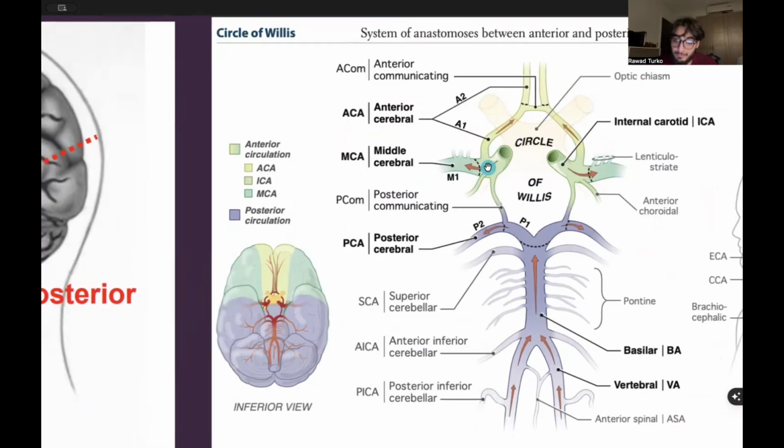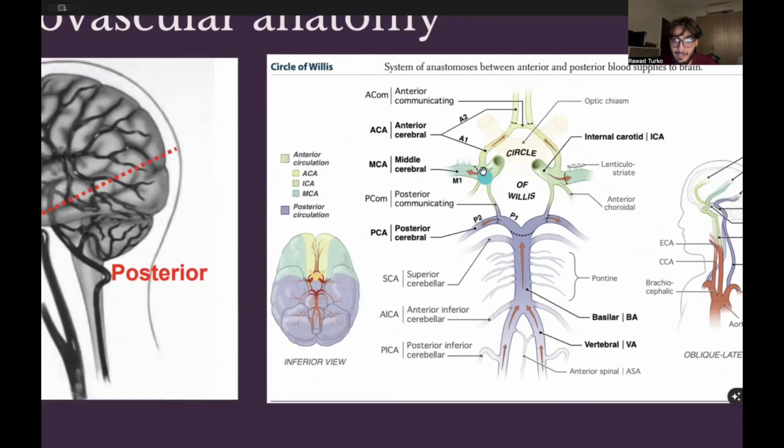Okay, and then from the MCA, you're going to get the anterior cerebral artery, which is going to go up and supply the medial surface of the cerebrum. The middle cerebral artery is going to supply basically the majority of the external part of the brain, so the parietal lobes and part of the frontal lobes, but more laterally rather than medially. The medial parts are going to be supplied by the anterior cerebral artery.